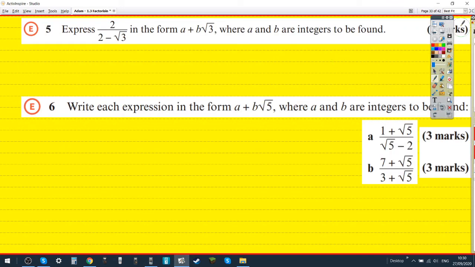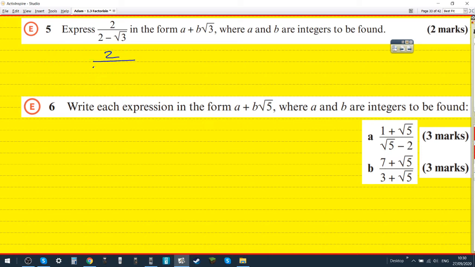How would you do question 5, the exam question? So you'd rationalize the denominator first. So it'd be 2 over 2 minus root 3 times 2 plus root 2 over root 3 over 2 plus root 3. That's 1 mark, and it's a 2 mark question. Writing down the correct answer is the 2nd mark.